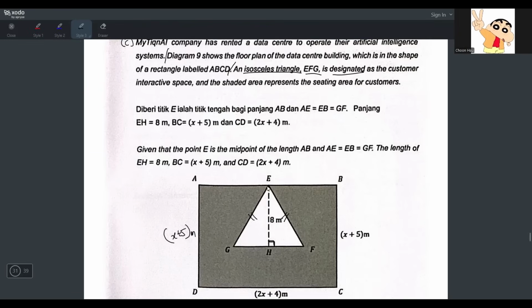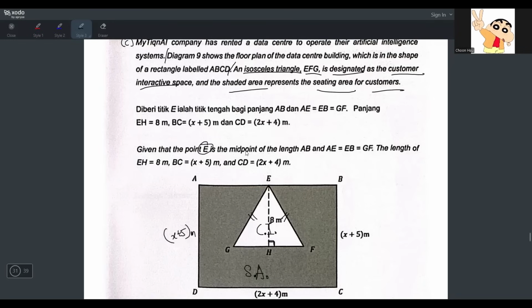Wait, where is it? EFG, oh, the triangle, is used as the customer interactive space. So I'll just write CI, short form. What is CI? Customer interactive space. So the customers interact here. And the shaded area represents the sitting area for customer. So the shaded region, this one is the sitting area. I'll just write the short form SA. SA is sitting area. So all the customers sit here, and if they want to interact, they interact in this triangle. Okay, now what?